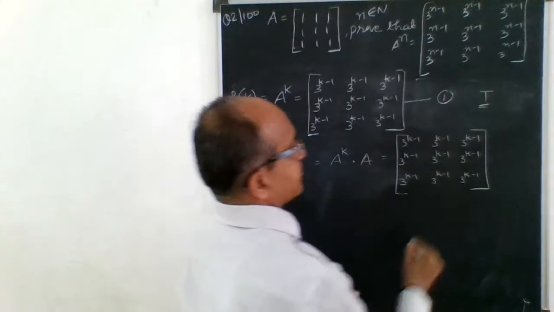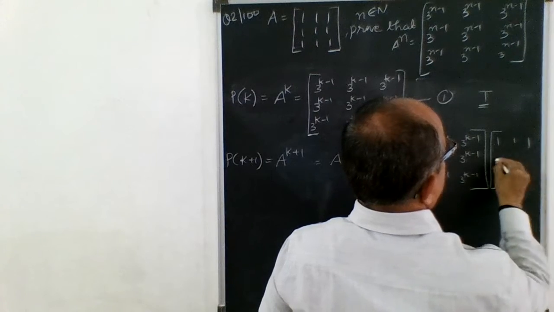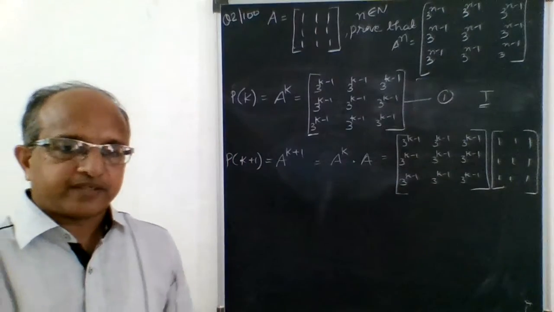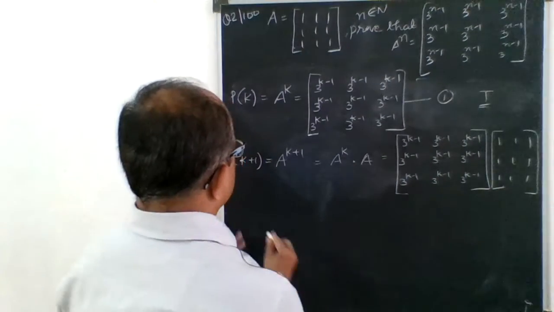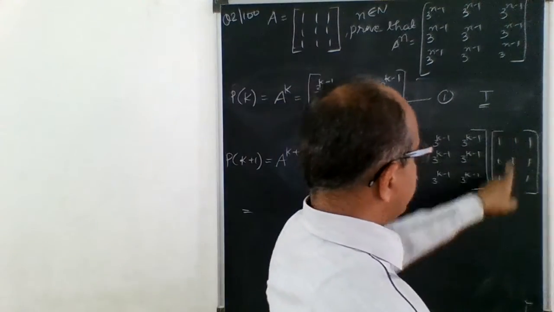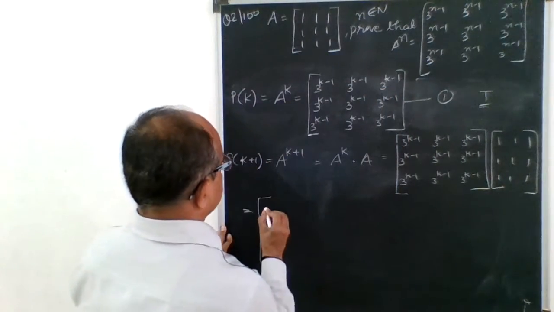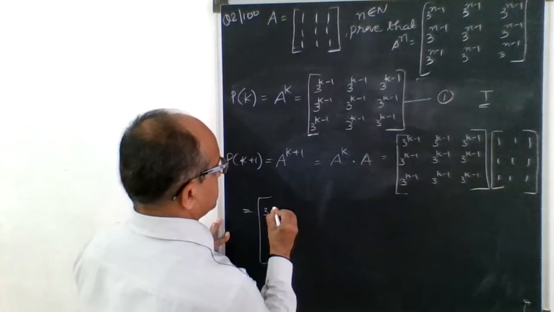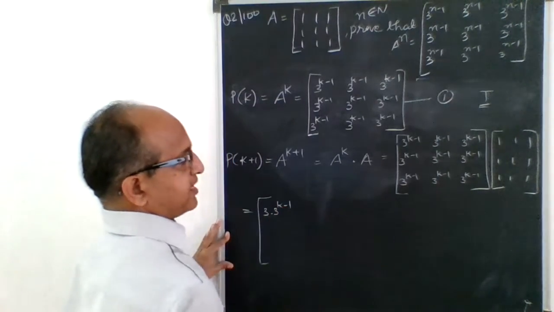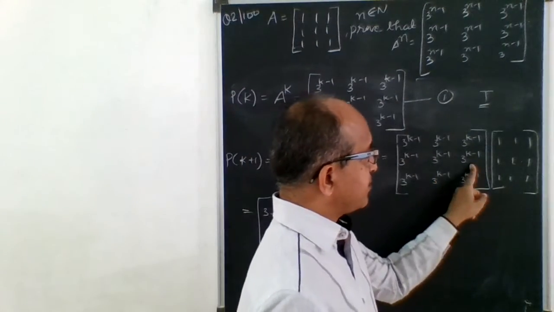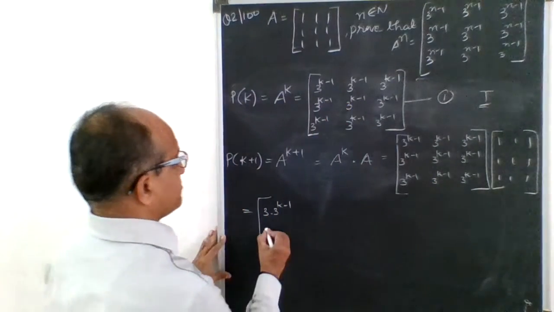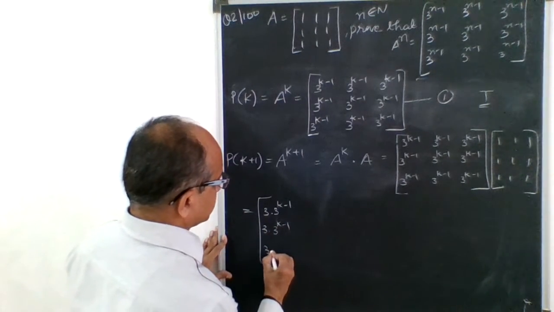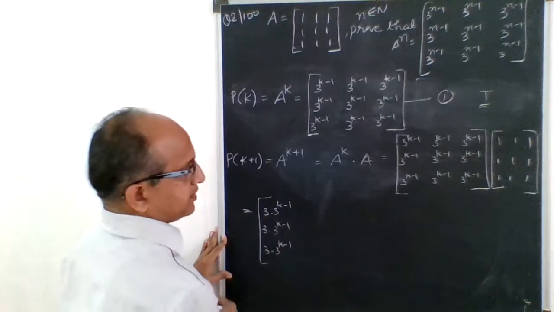And into A. All entries are 1 only, a 3 by 3 matrix. So this is 3 by 3 and that is also 3 by 3, which means multiplication is possible. Now let us multiply. First row, first column: the values are the same, so we will have 3 times 3 raised to k minus 1. Similarly, second row and first column is also 3 times 3 raised to k minus 1. Similarly for the third row.